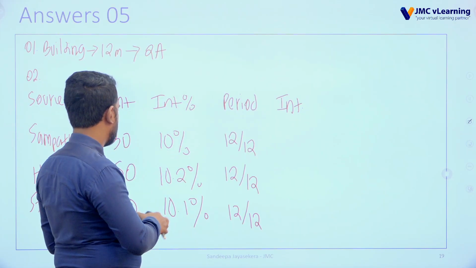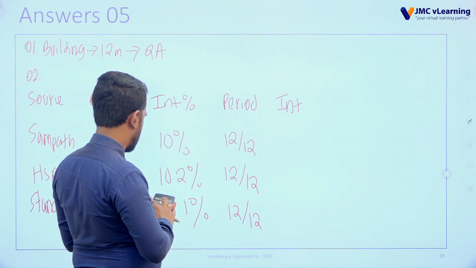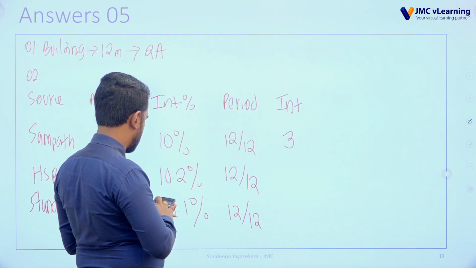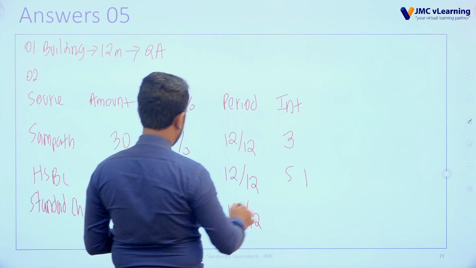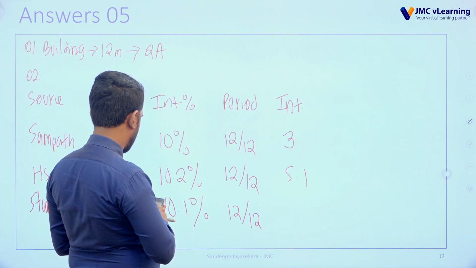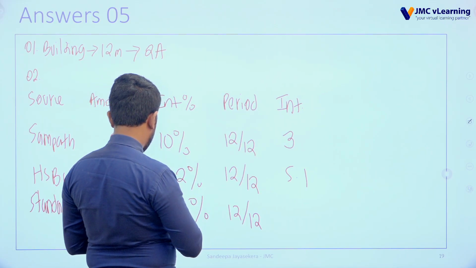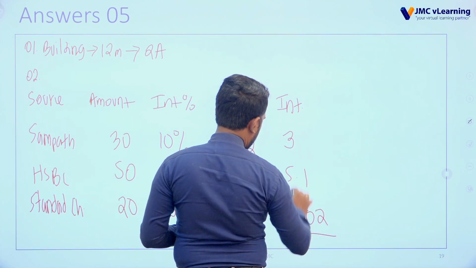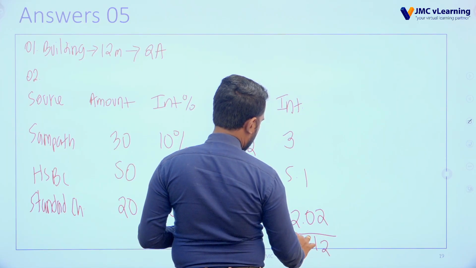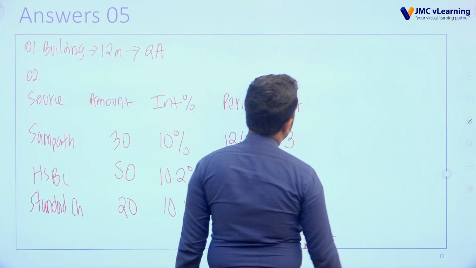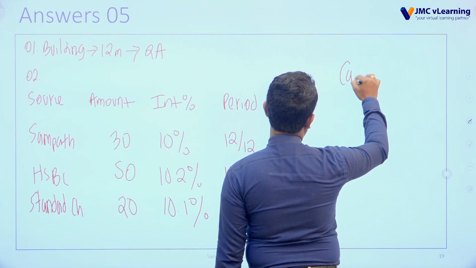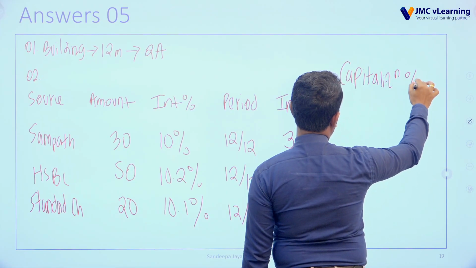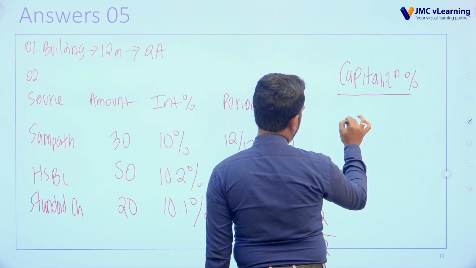And the interest expense, we'll say 30 million into 10% is 3. 50 million into 10.2% is 5.1. 20 million into 10.1% is 2.02. So that will come to 10.12. So now you can calculate the capitalization rate. It's very easy.